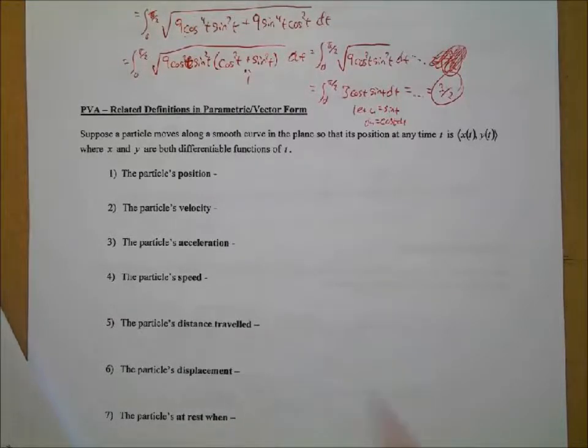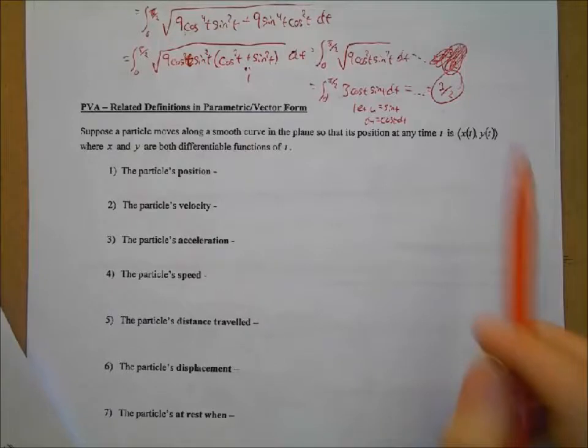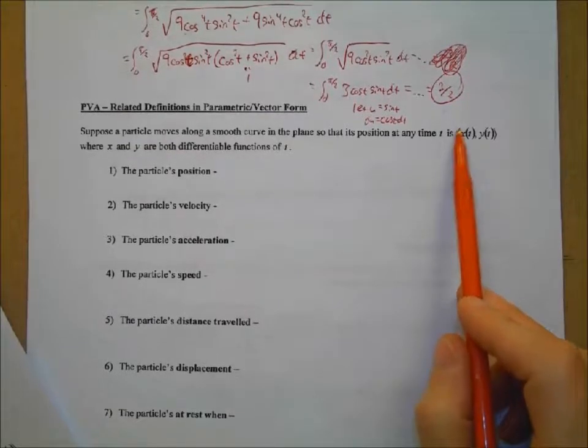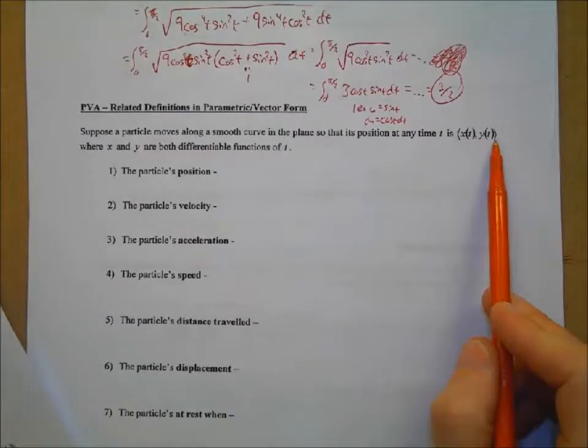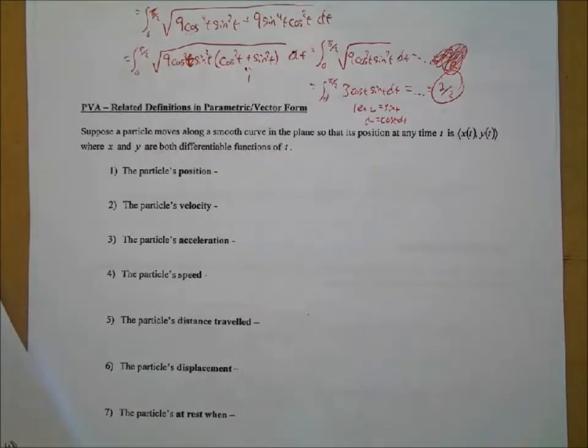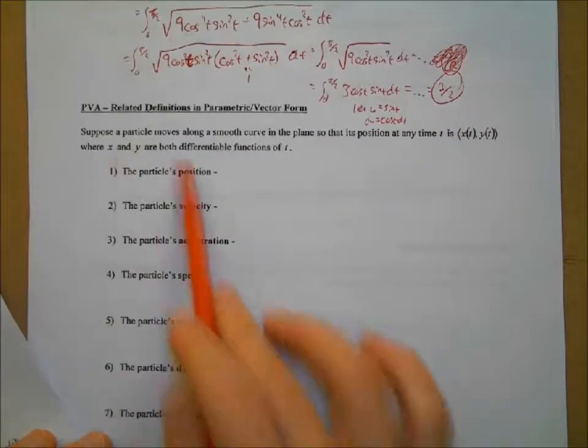So let's just read through here. Suppose a particle moves along a smooth curve in the plane so that its position at any time t is, and this is purposeful here, this is the notation that you use for vectors, the pointy kind of parentheses here. I don't know what this grouping symbol is called. Mr. Goff said they were chevron, but I don't know if that's the case or not. But whatever these grouping symbols are called, they're pointy like that, where x and y are both differentiable functions of t.